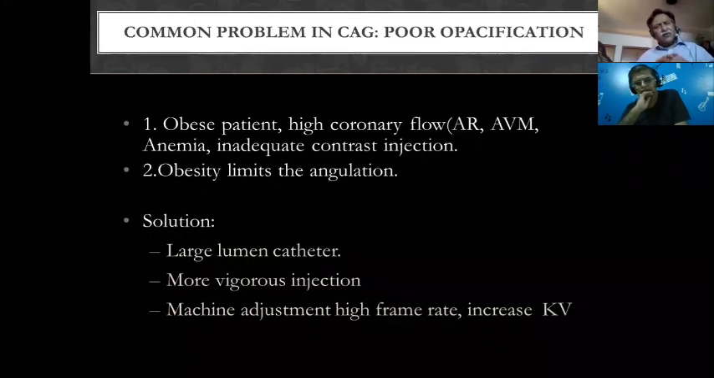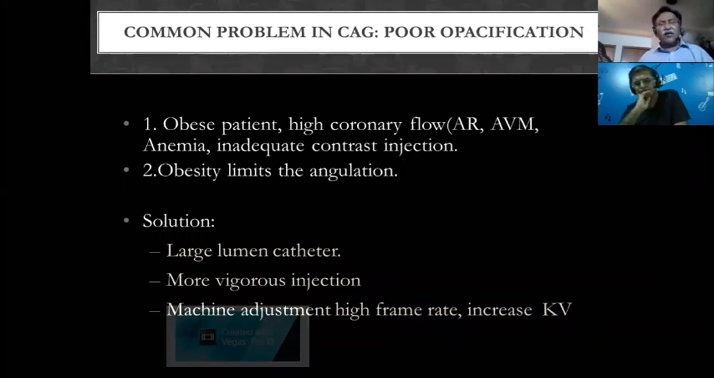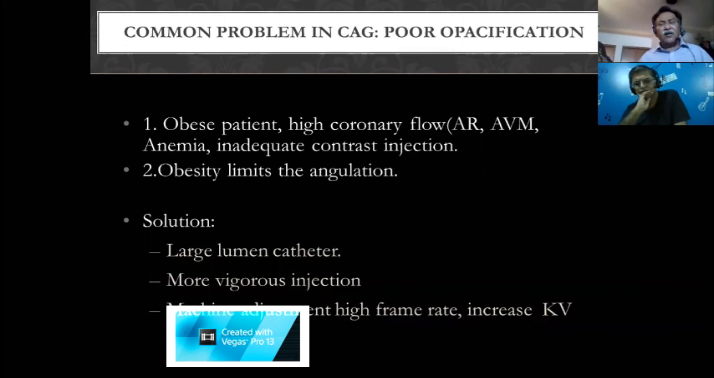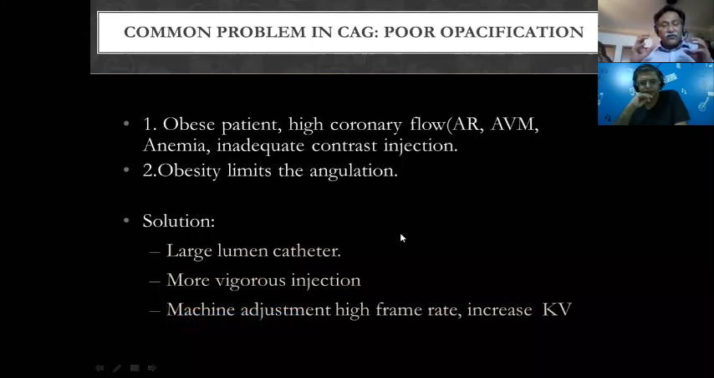Sometimes we see that after a lot of struggle we are not seeing properly because the patient is too obese, the coronary flow is very high, especially in anemia or very tachycardic, and also with a large angulation can reduce the visualization. So the solution is to take a larger catheter lumen and also give vigorous injection, and sometimes you need to increase the kV of the X-ray beam.